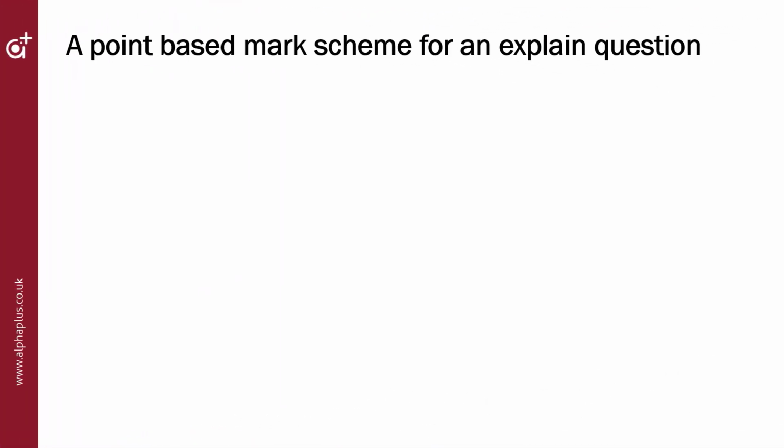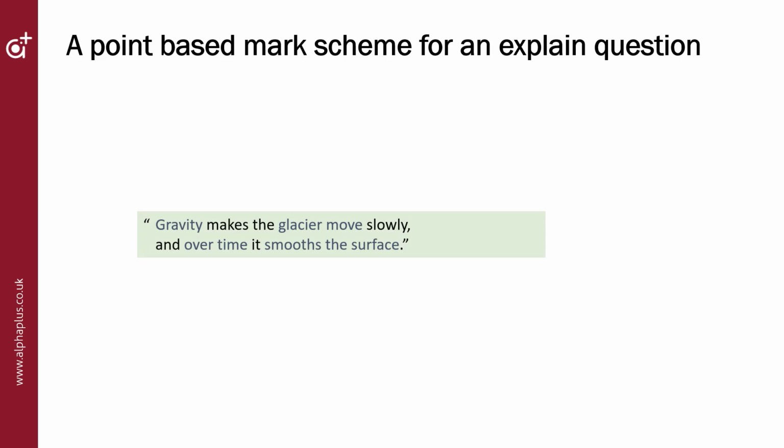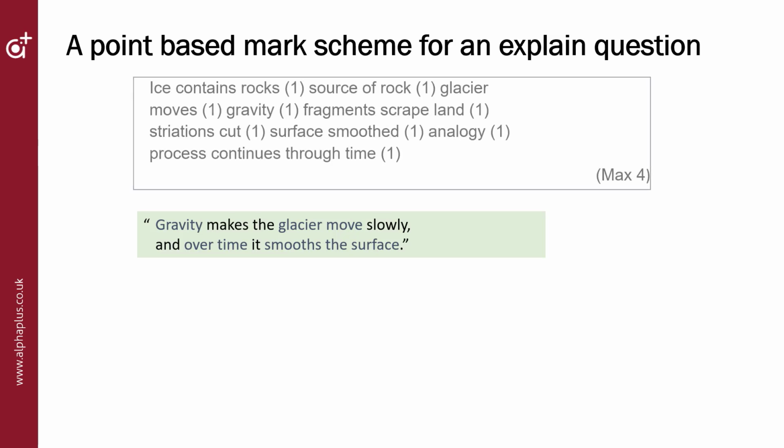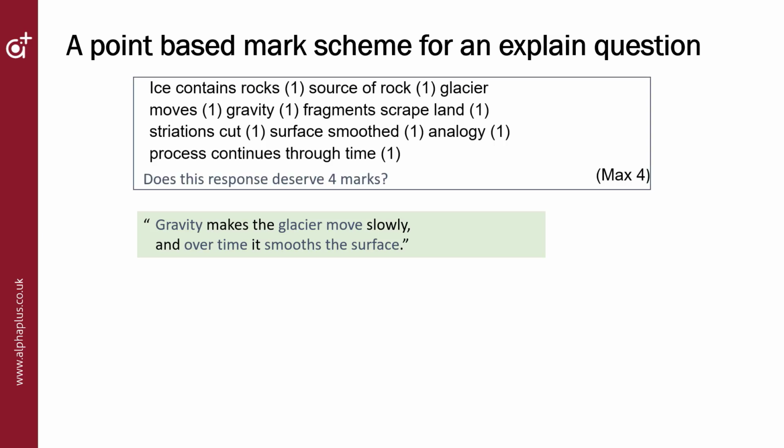Let's look at a student's response and see how many marks it should be worth according to the mark scheme. Here is an answer. How many marks should it receive? Is it a detailed explanation which links cause and effect, i.e. gives reasons for how glacial abrasion occurs? Let's look at the mark scheme. It mentions gravity, so that is 1 mark. Then says the glacier moves slowly for 1 mark, and says this is over time for 1 mark, and finally smooths the surface for 1 mark.